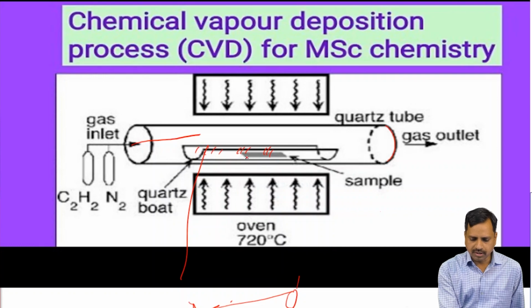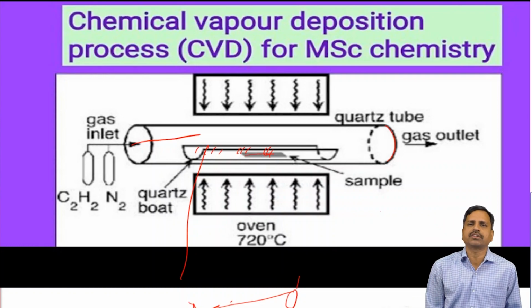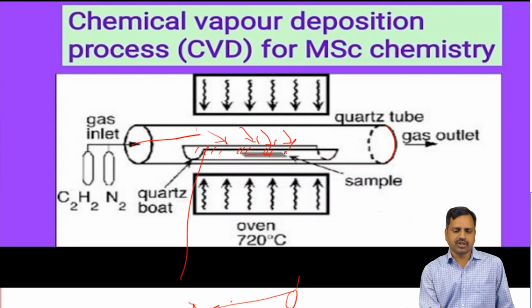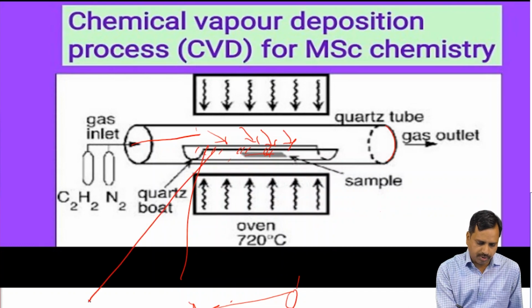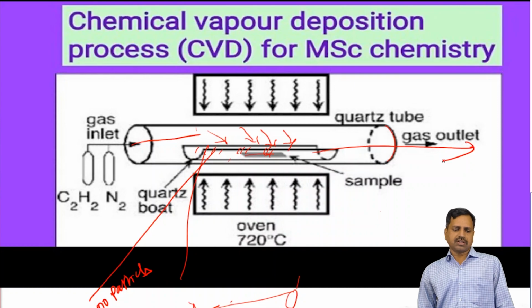Here, sometimes SS mesh will be used. That SS mesh will be coated with some acids, so that these gases may get deposited on the boat, and this boat here will collect the nanoparticles. And from this one we'll get the outlet gas. So what is the outlet gas?